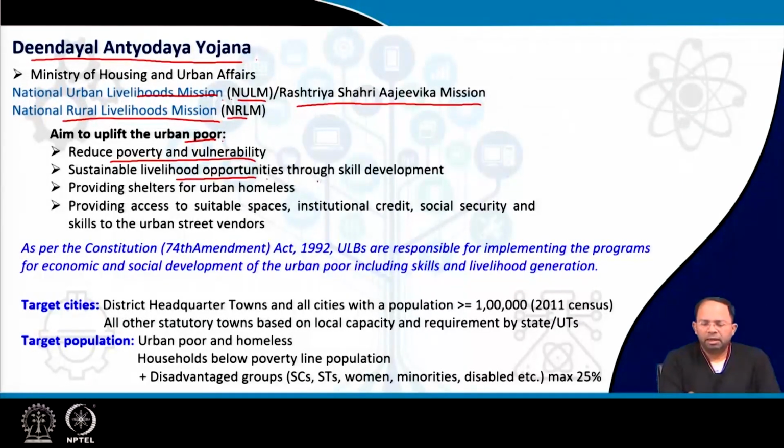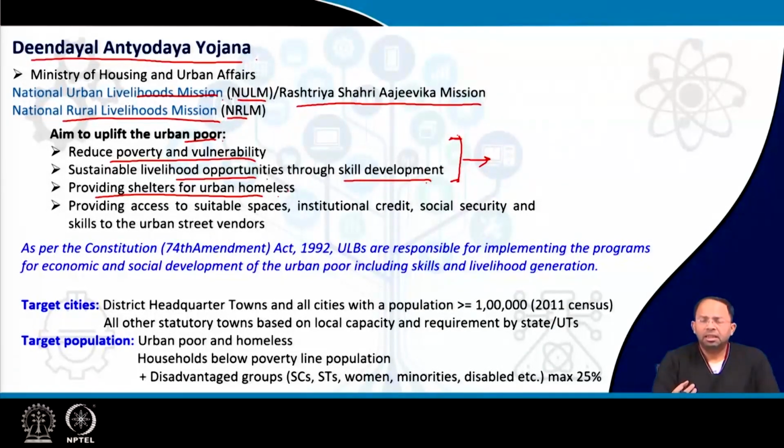And this can be only done via skill development. So, one main objective is to develop the skill set of the people. The other is to provide shelters for the urban homeless. So this is not the schemes where we provide housing, but this is for homeless people.